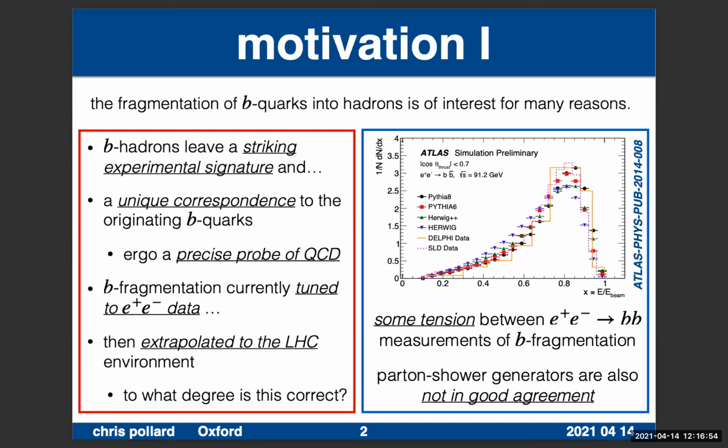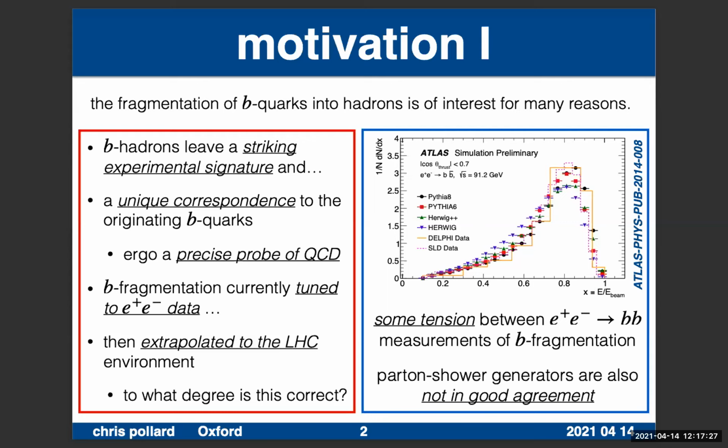Some background: we currently tune our models in our parton shower generators and hadronization generators in e+ e- data, generally from the Z peak from LEP and the SLAC Linear Collider. Then we basically extrapolate to the LHC environment when we want to look for Higgs to bb decays, top decays to b quarks, and so on and so forth. One question the theory community has been asking for a long time is, to what degree is that correct? Are our models doing a reasonable job?